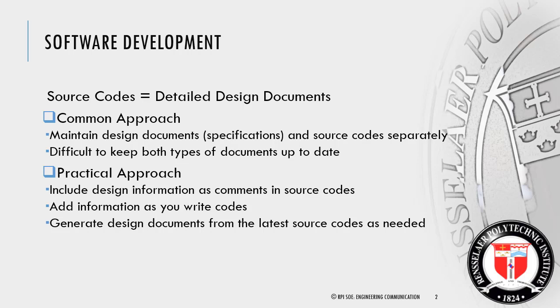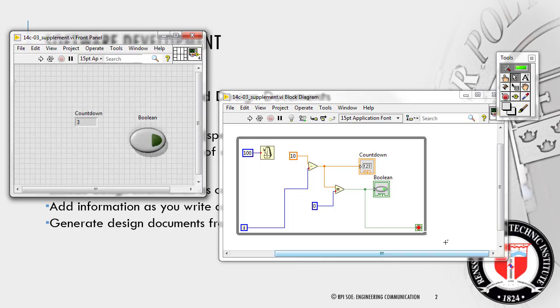So a practical approach for you in LabVIEW, and you should do this in any code you write, is to add information as you write the code, update source information, and understand why the customer or the user needs an input changed or whatever that input needs to be. And of course, recent software and LabVIEW has tools to generate design documentation from the latest source code and graphical interface. So just a quick example, I'm going to bring up a supplement file.